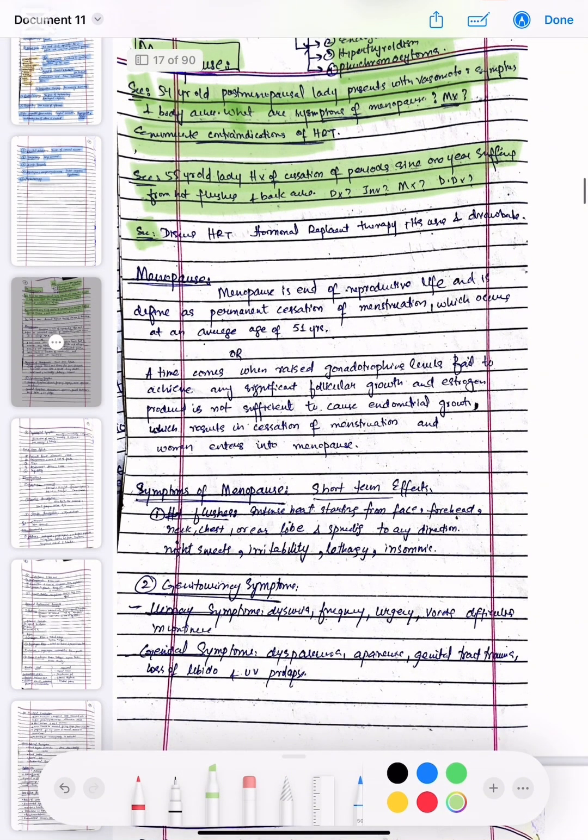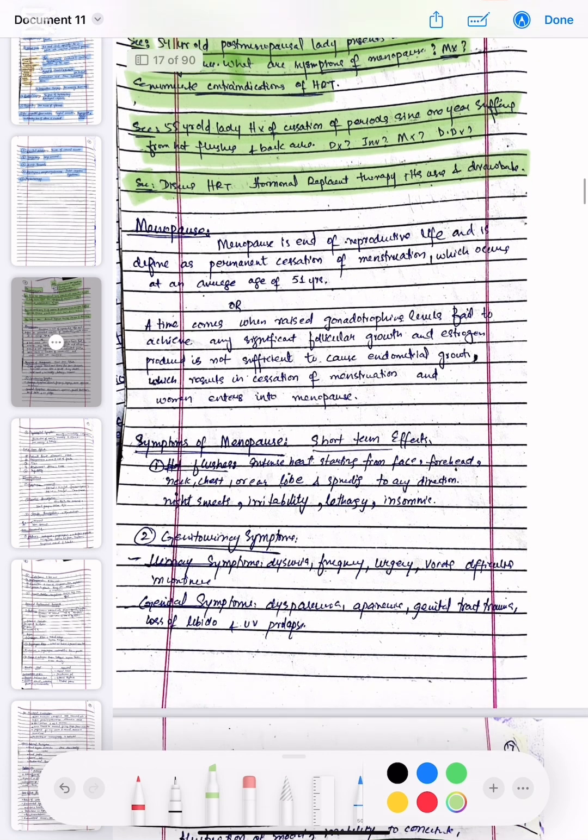The scenario is that this discusses HRT, hormone replacement therapy, and its uses and drawbacks. Okay, so in this section we will discuss HRT, that is hormone replacement therapy, and also the postmenopausal symptoms of the patient. Okay, so this is menopause.